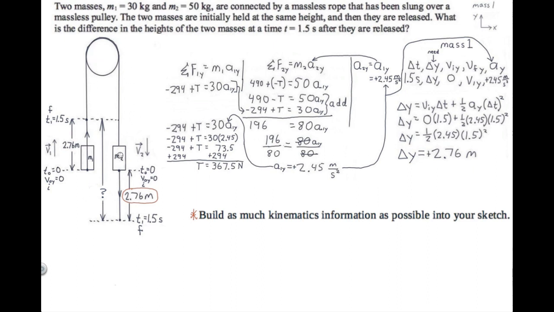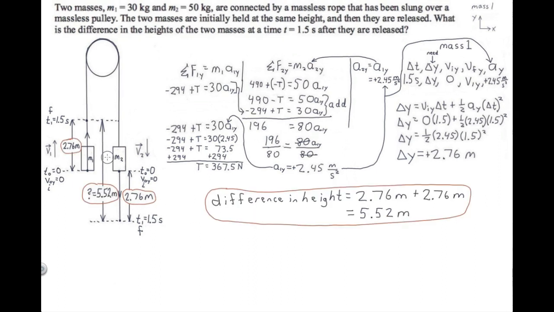Because they're connected by the rope, the distance that mass 2 falls is equal to the distance that mass 1 rises. So, during the 1.5 second interval, mass 2 falls a distance of 2.76 meters. Build that information into the sketch. Our sketch now makes it clear that after 1.5 seconds have elapsed, the difference in heights of the two masses is 2.76 meters plus 2.76 meters, which equals 5.52 meters.